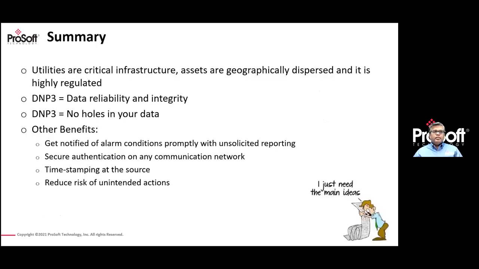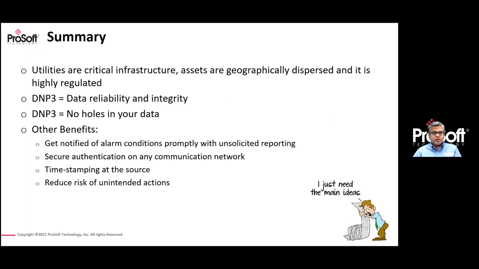Okay, so we're coming to the very last slide before we can get to the questions. So in summary, utility is a critical infrastructure where the assets are geographically dispersed and it's highly regulated, not to mention that they don't get as much funding as what they would like. But one of the main issues that utilities face today is data reliability and integrity, and we can solve that issue for them by using the DNP3 protocol for all of the features that we spoke about.